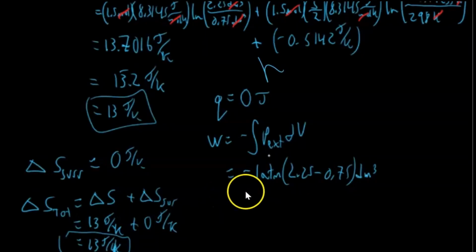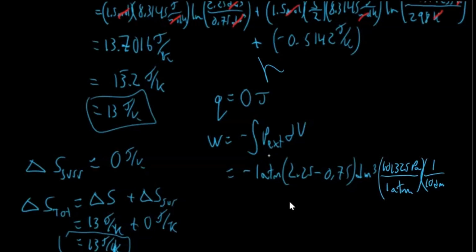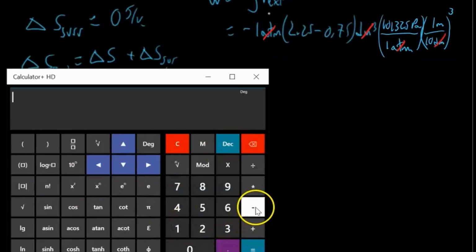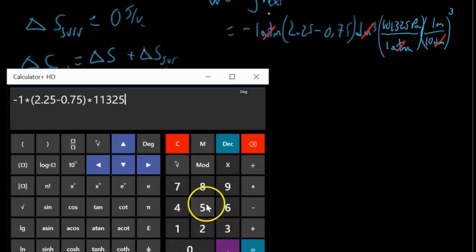Now it appears that our units don't work out very well, but actually they do. An atm is equivalent to 101,325 pascals, and there's 10 decimeters in 1 meter. And if we cube that, then we have our atm that cancel and our decimeters cubed that cancel. And we'll plug that into the calculator. Negative 1, which I don't even really have to include, times bracket 2.25 minus 0.75, close bracket, times 101,325 divided by 10 to the power of 3, which is just 1,000.